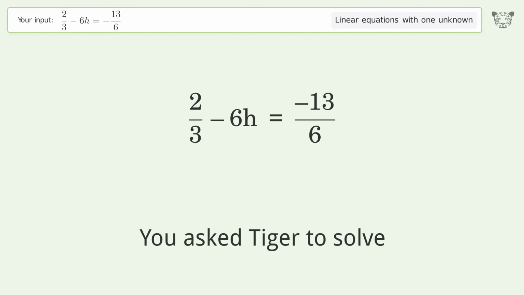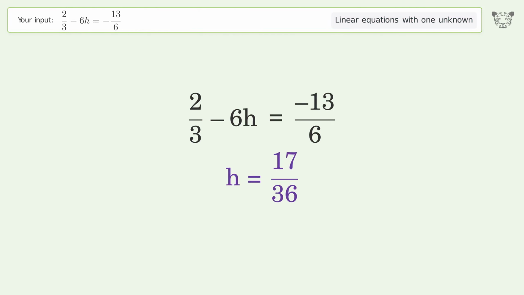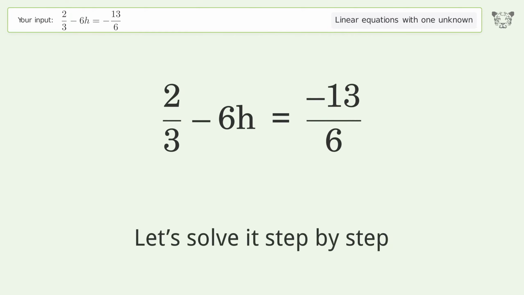You ask Tiger to solve. This deals with linear equations with one unknown. The final result is h equals 17 over 36. Let's solve it step by step.